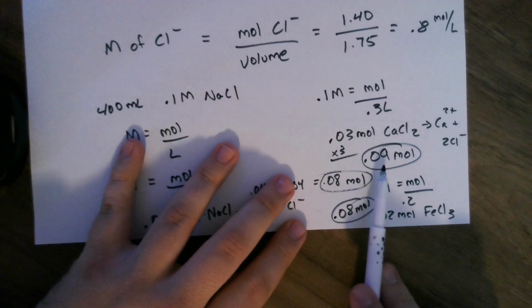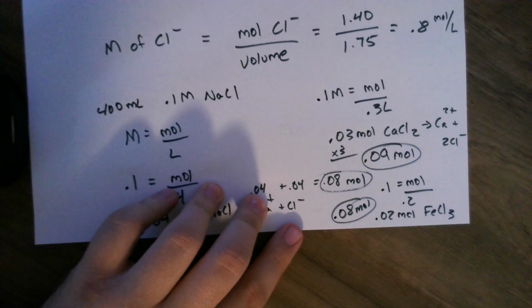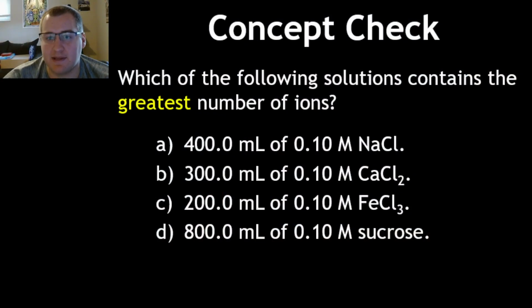The highest one is my 0.09. These two are tied. My highest one, 0.09, is the calcium chloride. So if I go back to my answer, that's going to be answer choice B, has the greatest number of ions. Okay. A and C would be tied for second, and then D would be last because it doesn't make any ions.